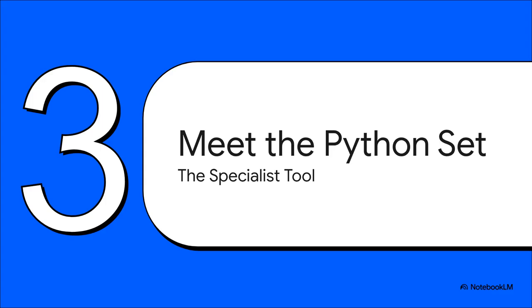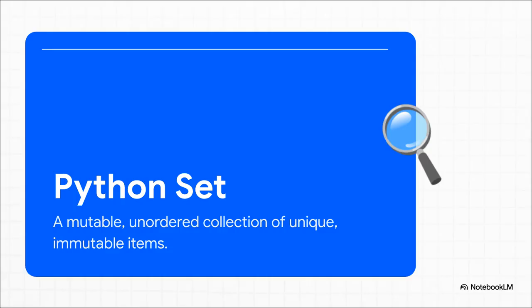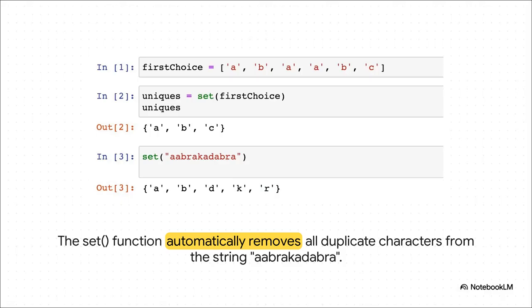It basically takes that concept of unique keys from dictionaries and turns it into its own powerful tool. To put it simply, a set is a collection where every single item has to be unique, and the order of those items doesn't matter one bit. You can just think of it like a bag of unique things. And this right here is the magic of a set in action. If you feed it a string like abracadabra, it just automatically discards all the duplicate letters, leaving you with only the unique ones. It's effortless deduplication.